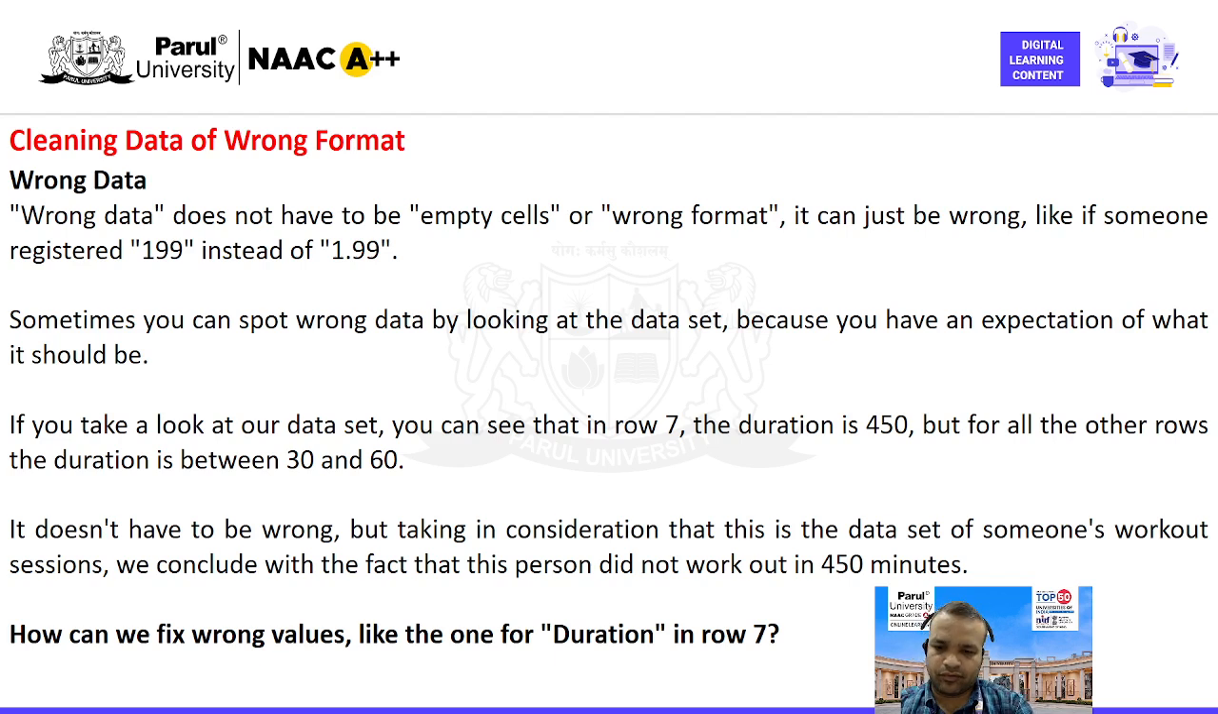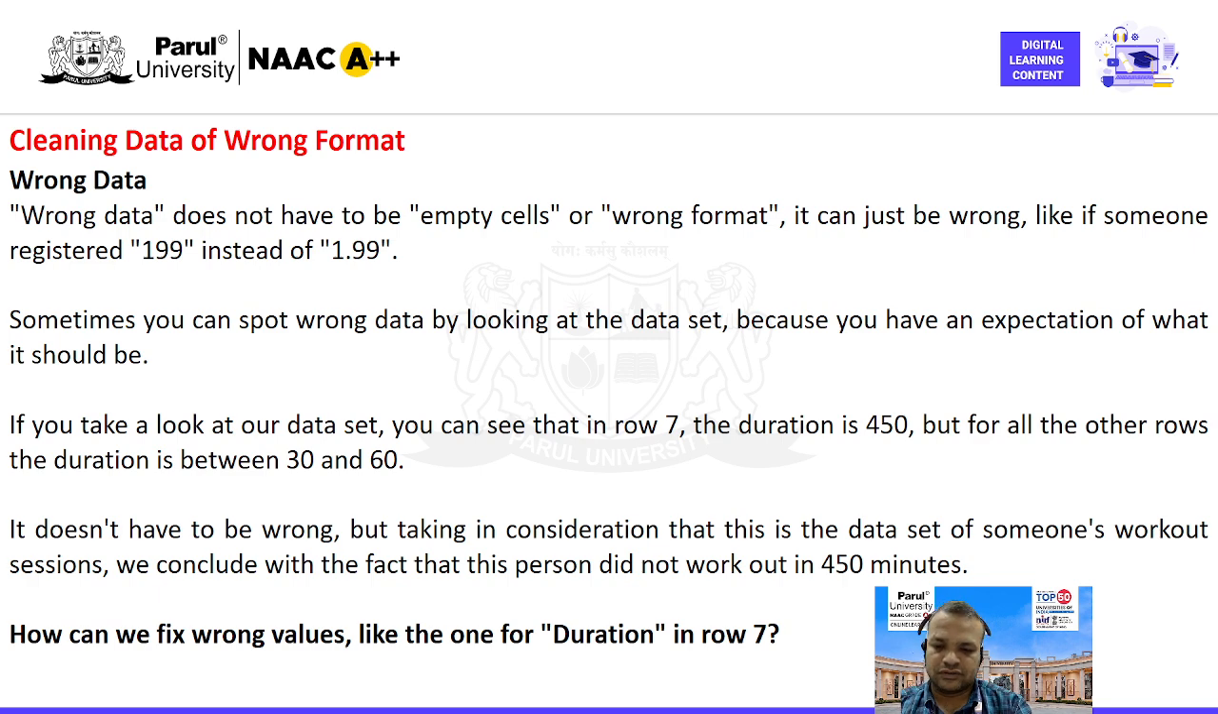It might not strictly be wrong, but considering that this is a data set of someone's workout sessions, we conclude that this person did not work out for 450 minutes. At most this person works out 30 to 60 minutes. Here we mistakenly put 450 minutes. Is it possible? No. So that will be considered wrong data.